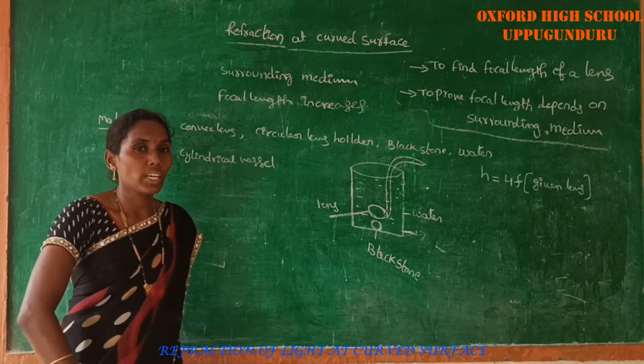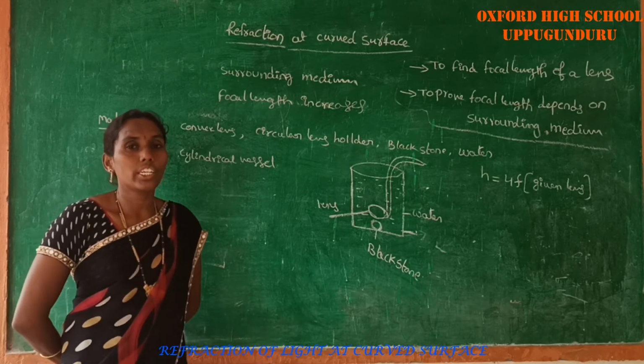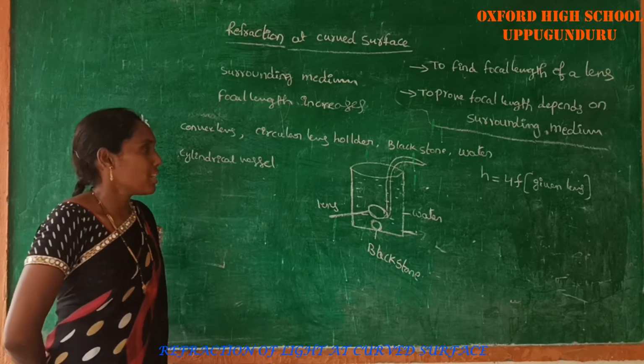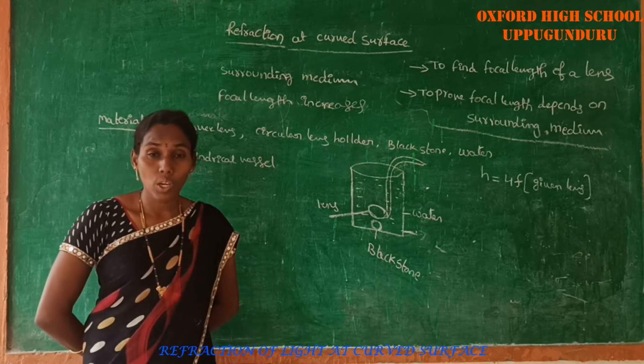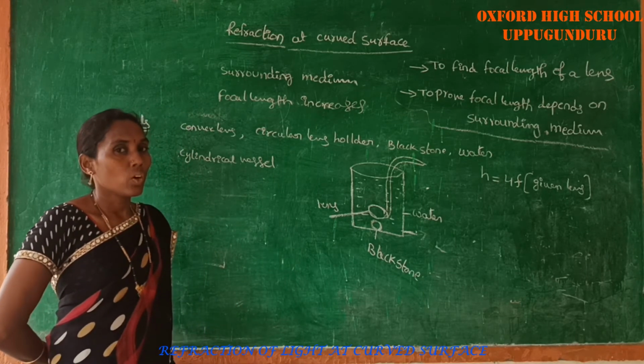First, we have to take the cylindrical vessel. The height of the vessel is always greater than the focal length of a lens. That means the height of the vessel is equal to 4 times the focal length of the given convex lens.